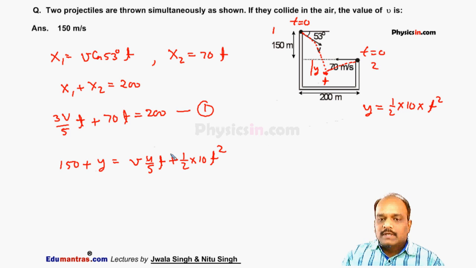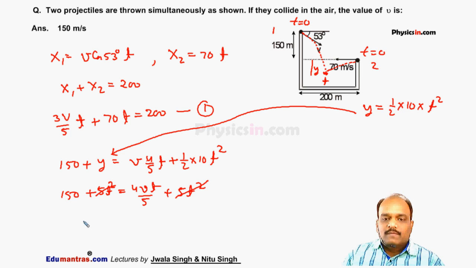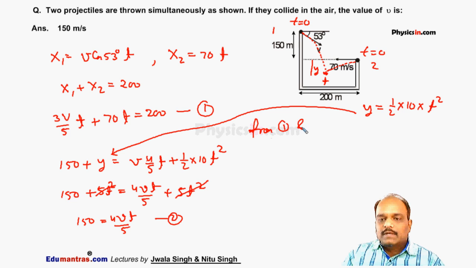So from this first and second expression, if I substitute the value of y here, I get 150 plus y, meaning 5t square, is equal to 4vt by 5 plus 5t square. So this 5t square will cancel out. We get 150 is equal to 4v into t by 5. This is our second equation from first and second.